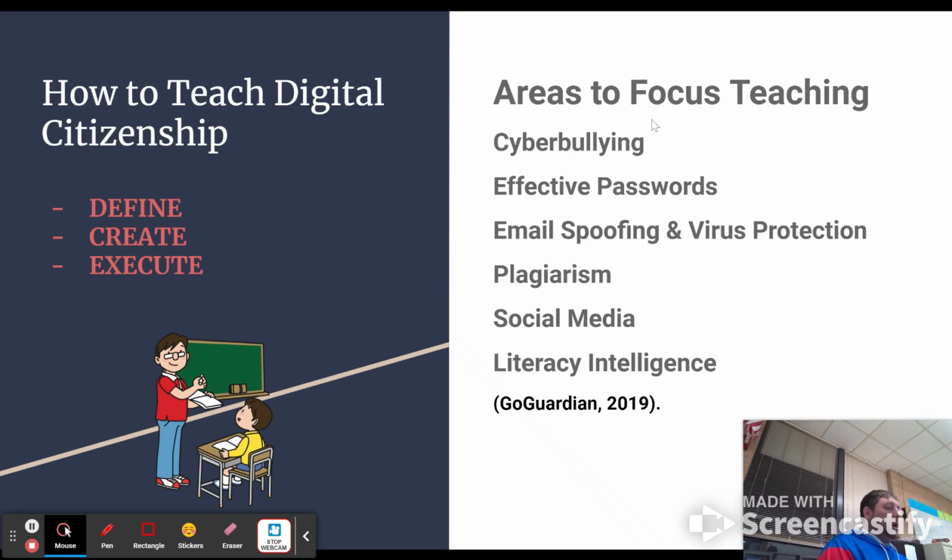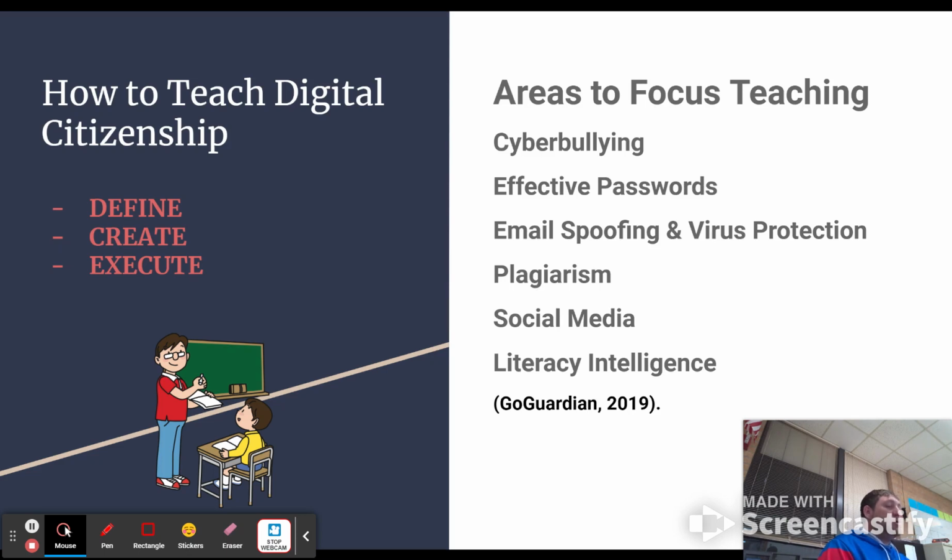Areas to focus on when teaching: cyberbullying, effective passwords. I think that's always key with kids, remembering passwords. I know that's a big thing in our school. Email spoofing and virus protection. Right now, there are so many scammers that virus protection and email spoofing is very important.